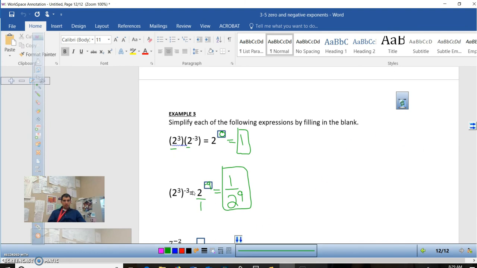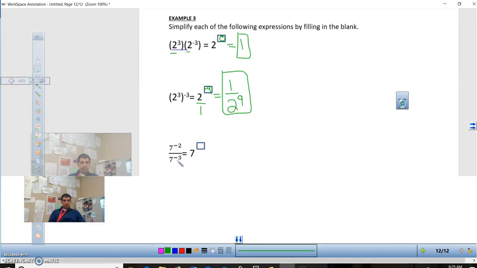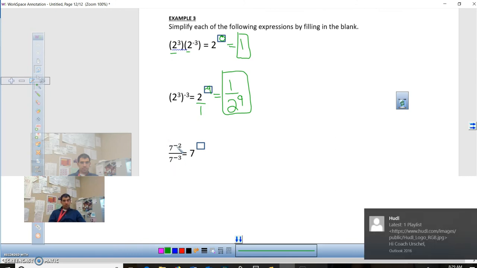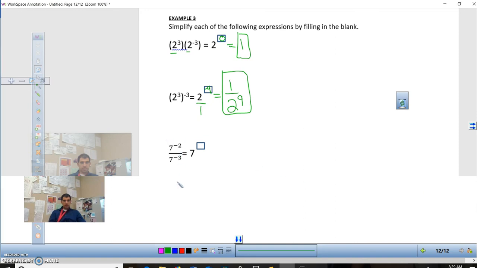And then this last one down here, this is our quotient property. So we're going to subtract. So that's negative 2 minus negative 3. Keep, add, opposite. Negative 2 plus positive 3, so that's a 1, which is 7 to the first, which is 7.